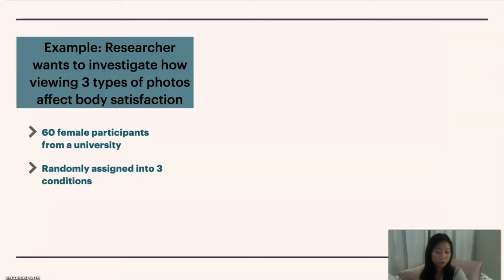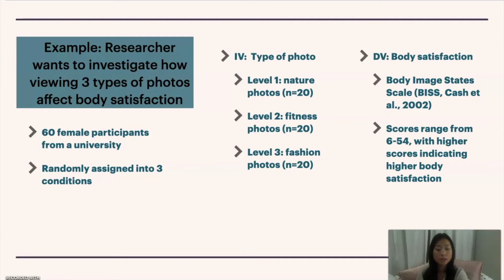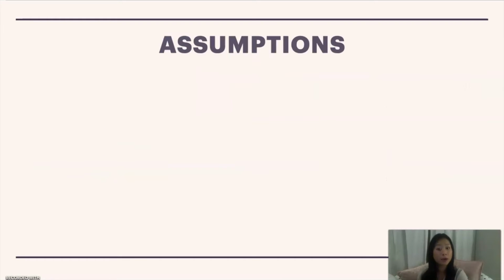beauty photo group. So let's look at that example in a little more detail, just so you guys have a little more understanding of how it could look in a journal article. So in this study, there are 60 female participants, and they are randomly assigned into those three conditions that we just talked about. So we want to make sure that there is an even spread of participants and that they are randomly assigned. And we want to look at the dependent variable, which is body satisfaction, and this can be measured with a scale, and the scores range anywhere from 6 to 54, with higher scores indicating higher body satisfaction.